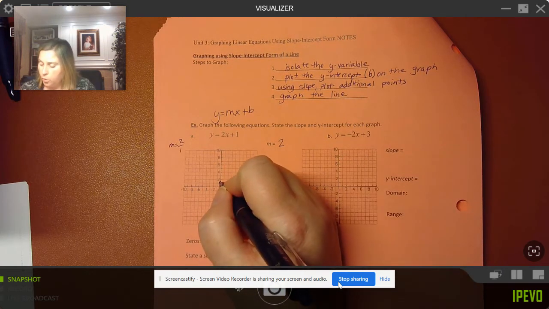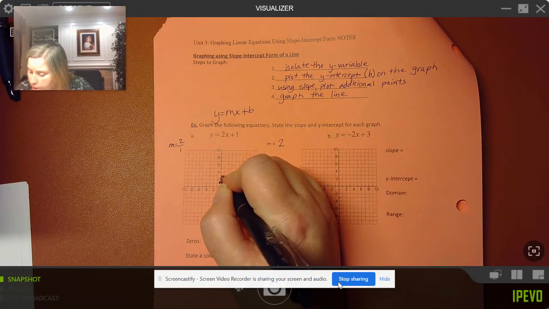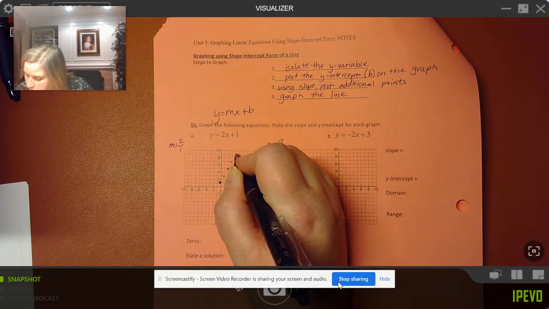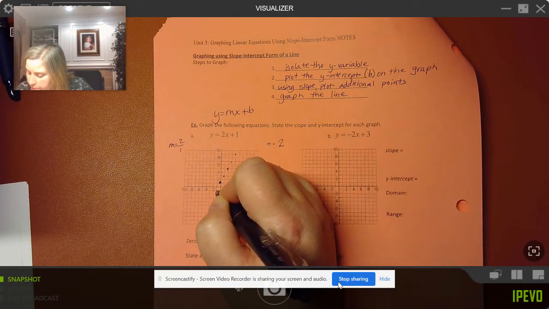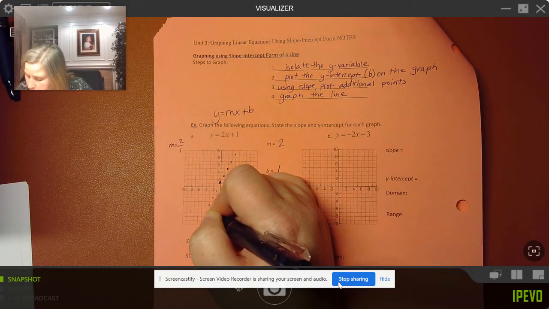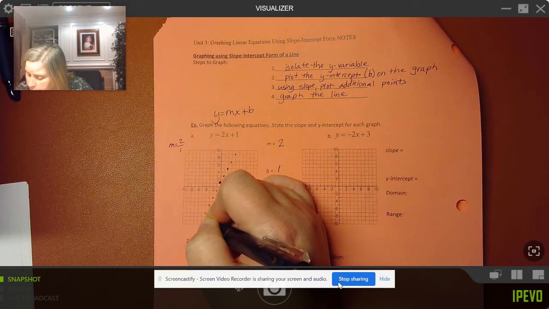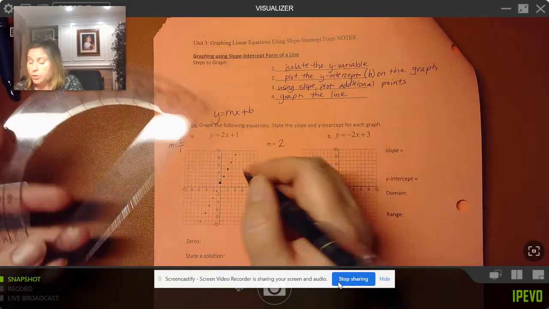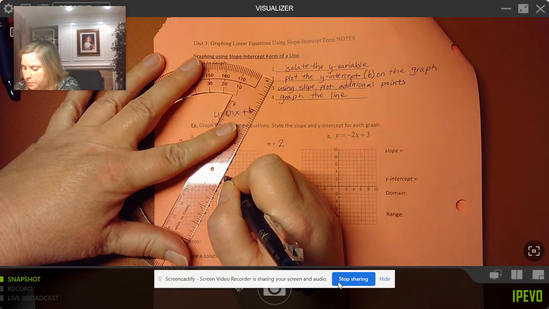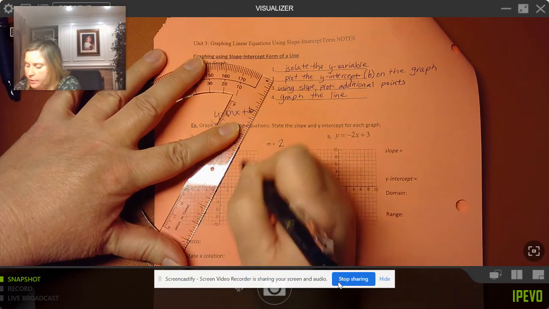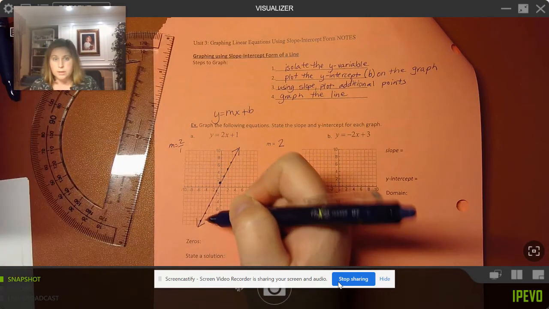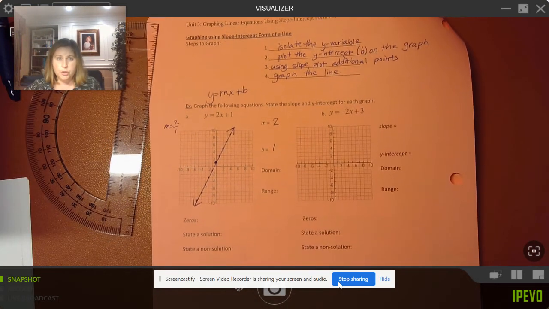So from this point, I'll go up 2, right 1. I can also go down 2, left 1. As long as I'm staying on that line, I can go in either direction. And then I am going to use any straight edge to graph the line. And remember, you want to extend your line to the end of the graph, and we want to put arrows, so that is an indication that the line goes on infinitely in both directions.